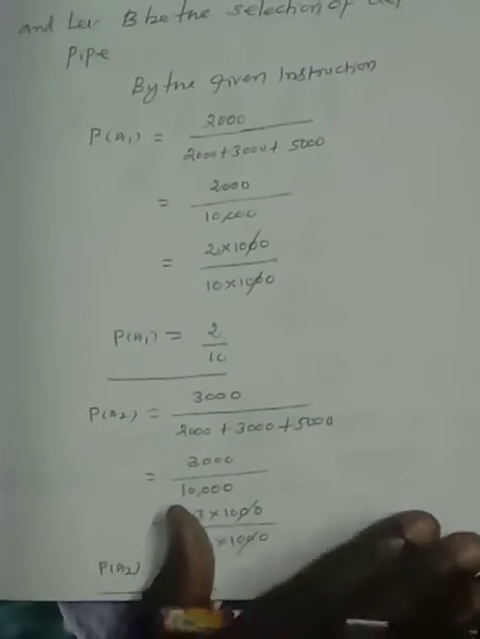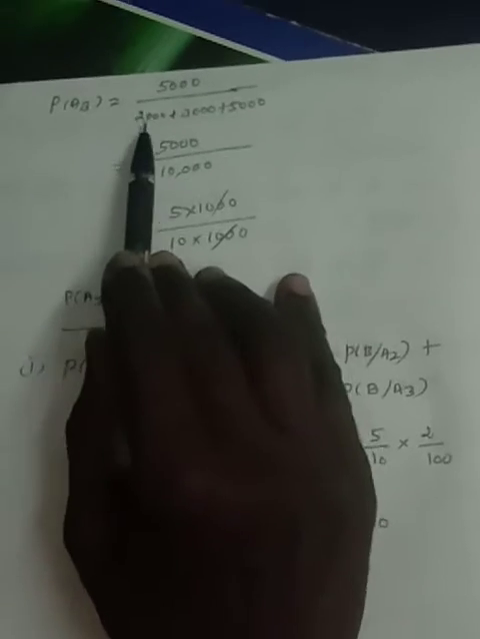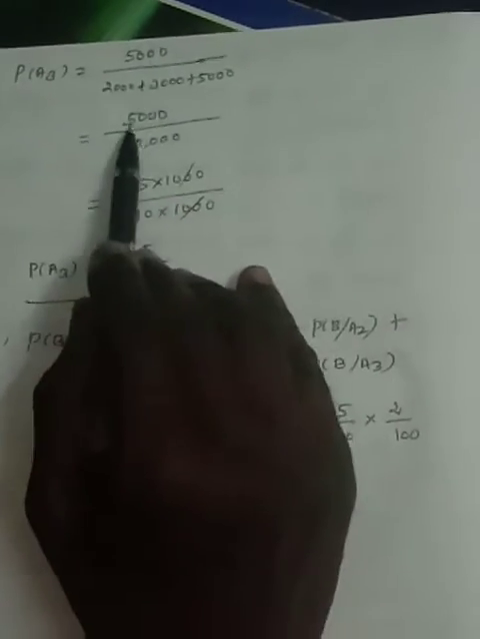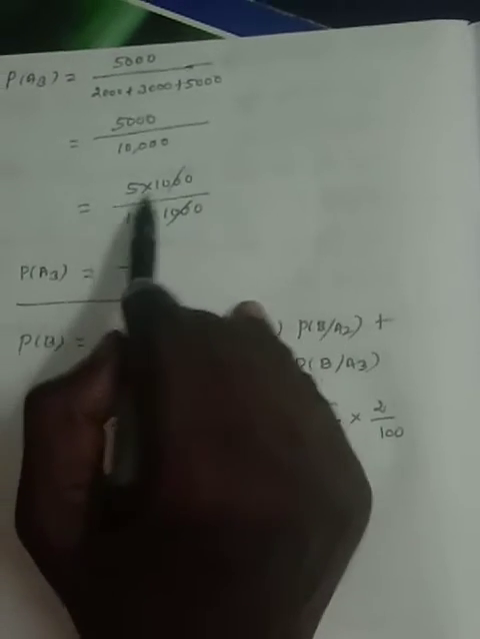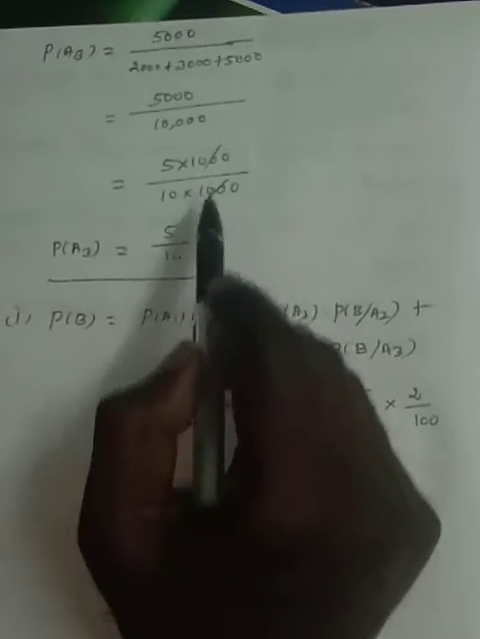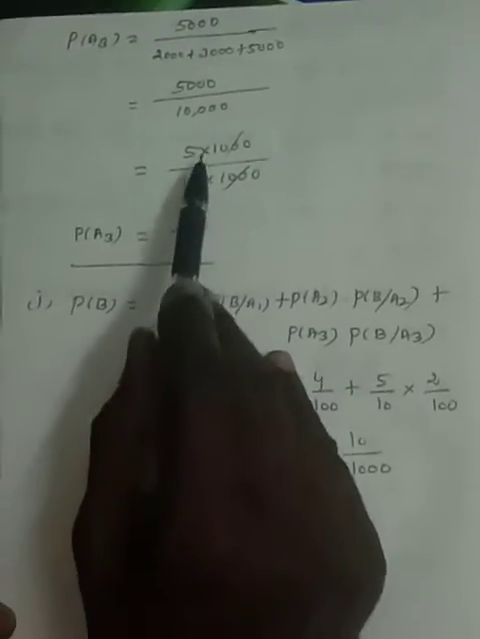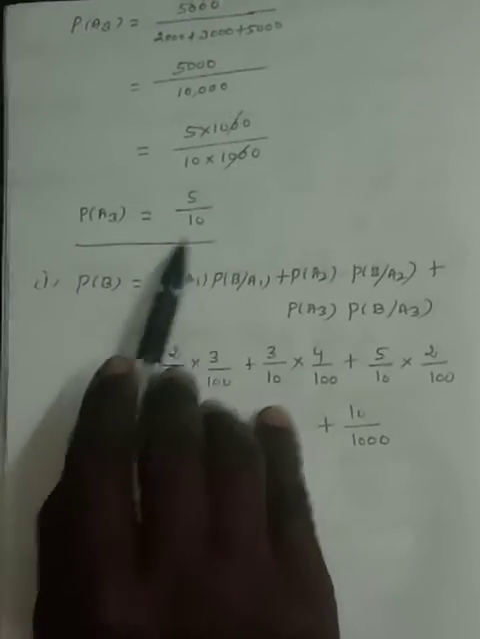we get 3 divided by 10. P of A3 is equal to 5000 divided by total production, 2000 plus 3000 plus 5000, that is 5000 divided by 10,000, which can be written in the form of 5 into 1000 divided by 10 into 1000. Cancelling these two thousands, we have 5 divided by 10. Now P of A3 is 5 divided by 10.